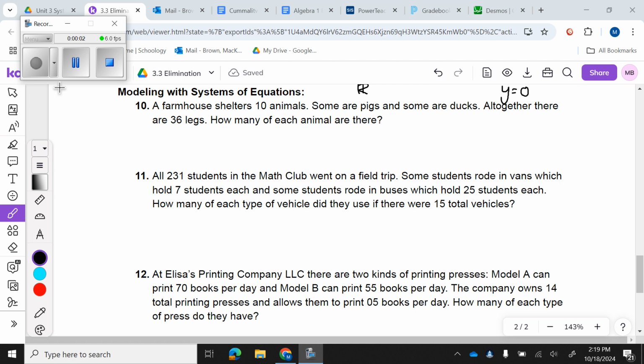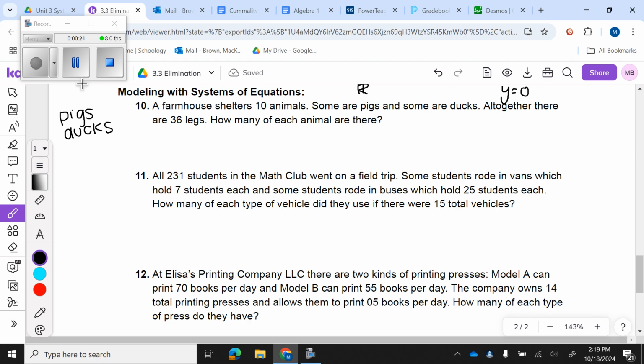These word problems, okay? It says a farmhouse shelters 10 animals. Some are pigs and some are ducks, okay? So the first thing we got to find out are what are the two things we're talking about. And we're talking about pigs and we're talking about ducks. All right, altogether there are 36 legs. How many of each animal are there, okay?